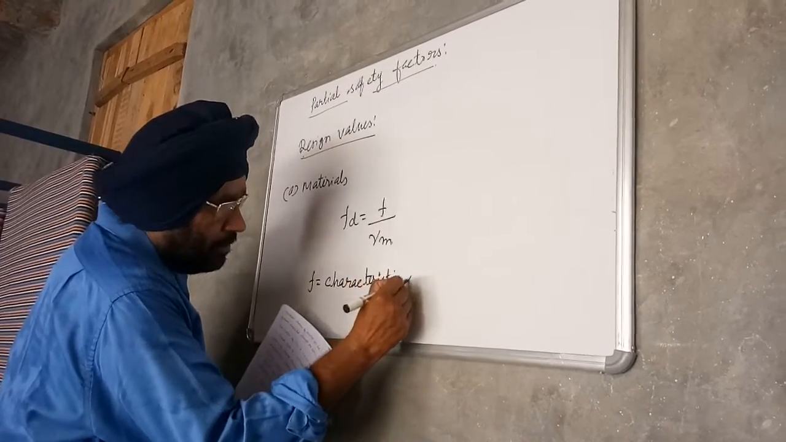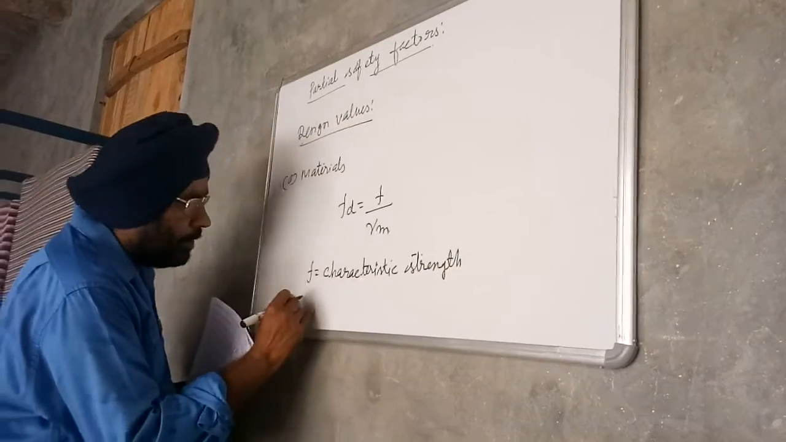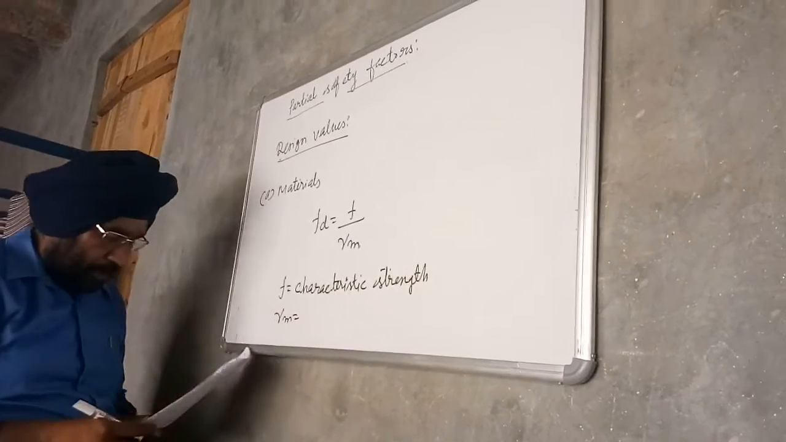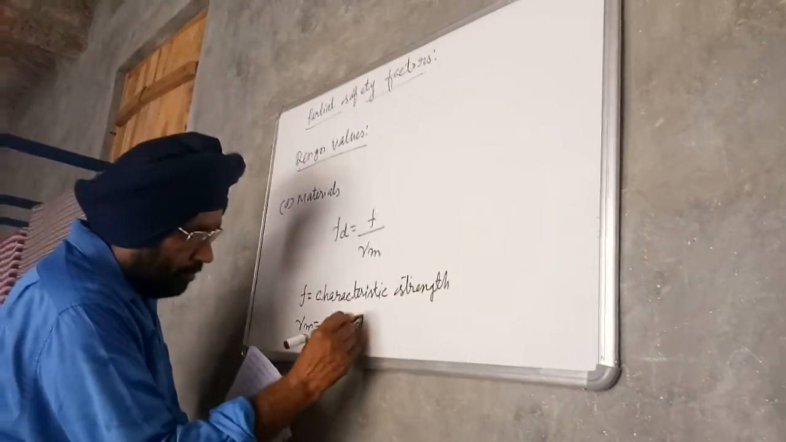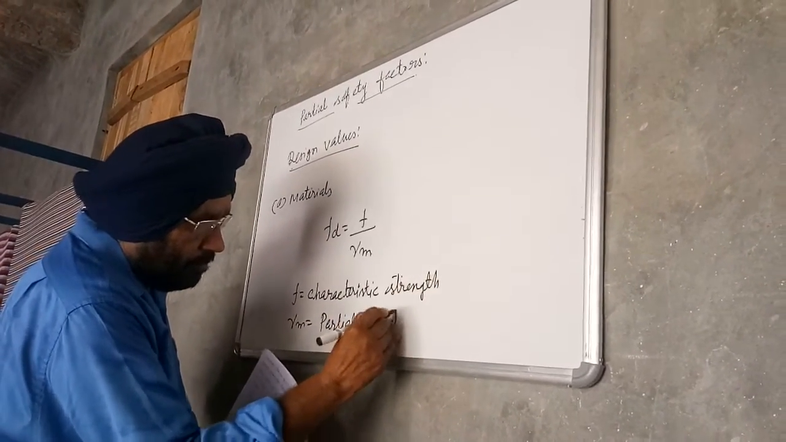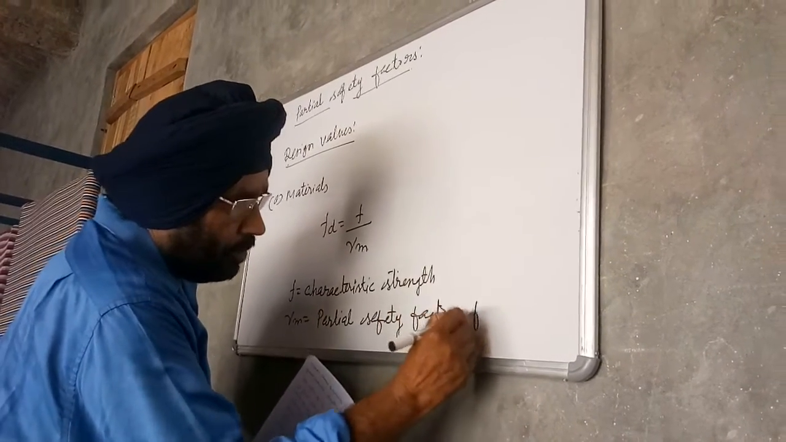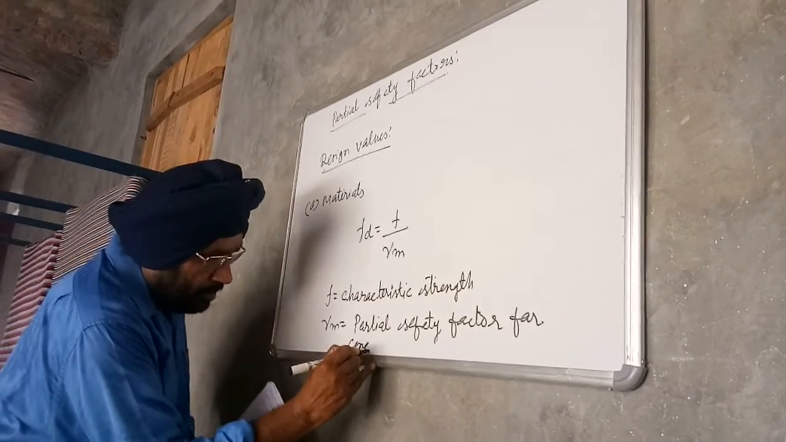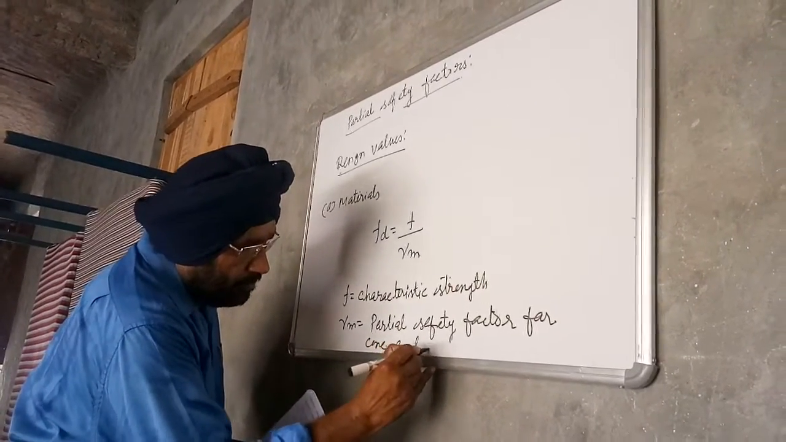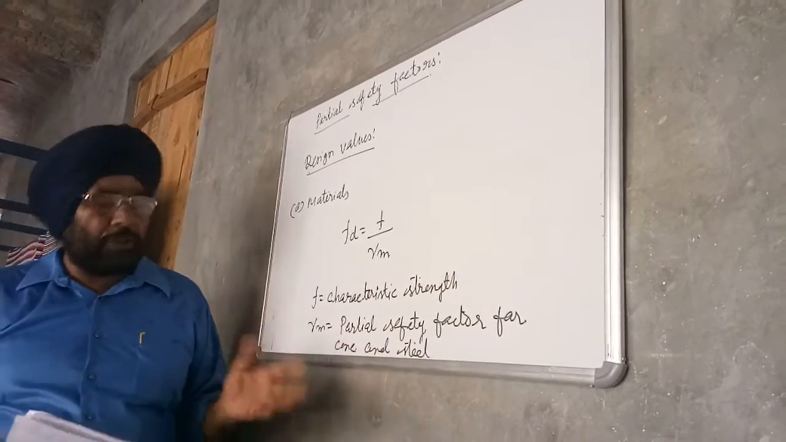Characteristic strength and gamma m is partial safety factor for concrete and steel for different limit state conditions.